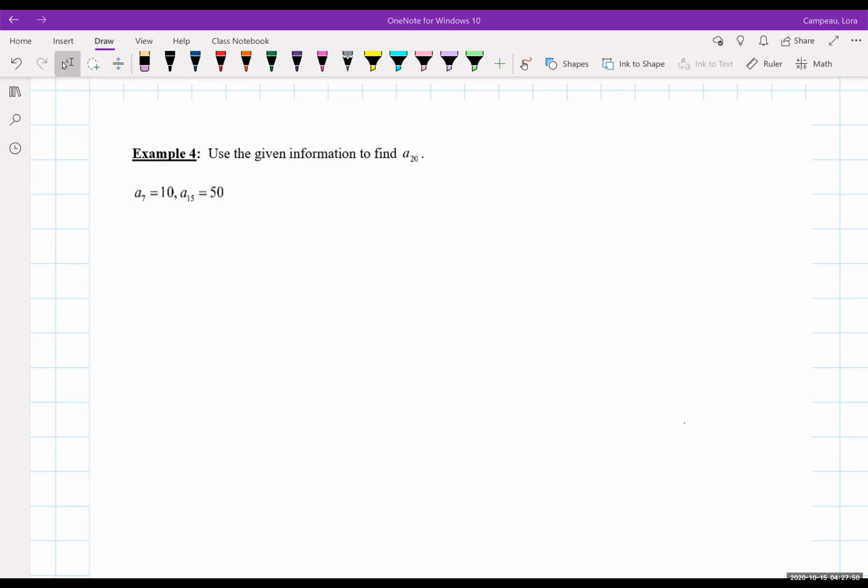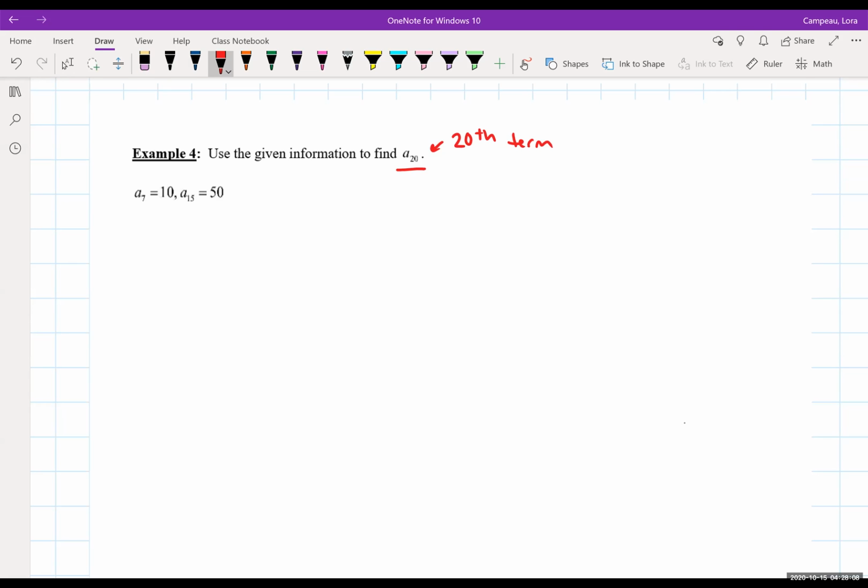All right, so now we have a variation on a type of problem. They are asking us to find a sub 20. So in this case, it is the 20th term. And we are assuming that we do have an arithmetic sequence.